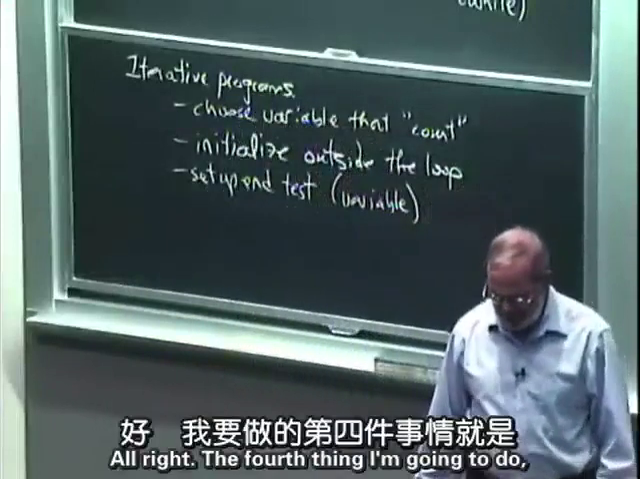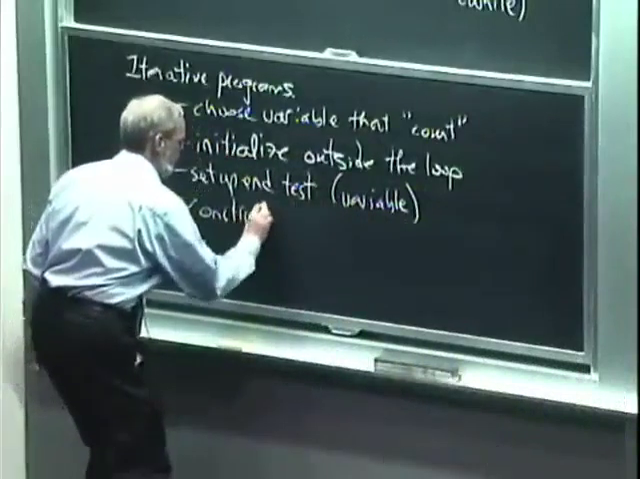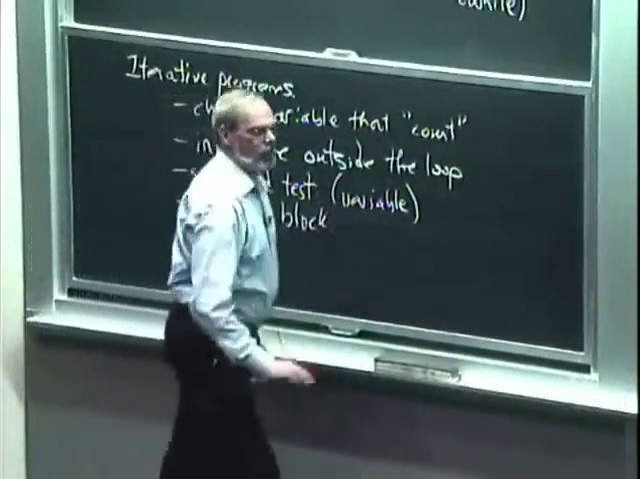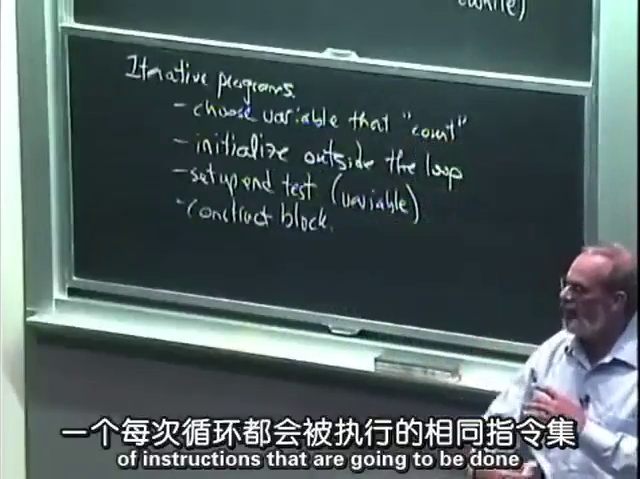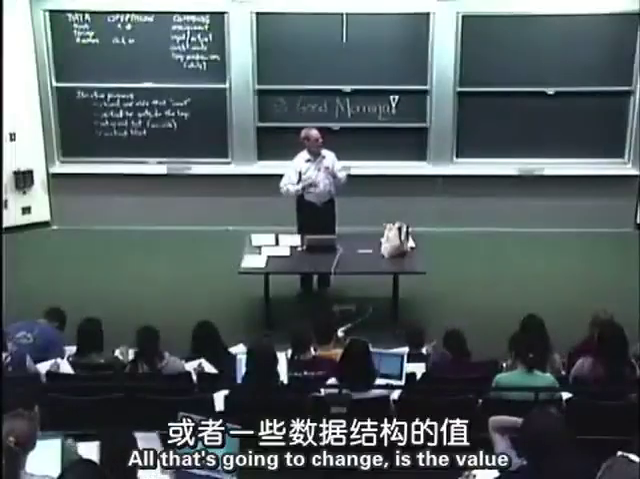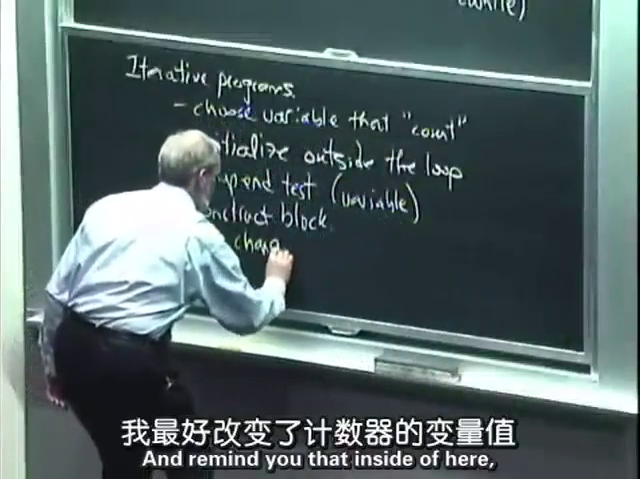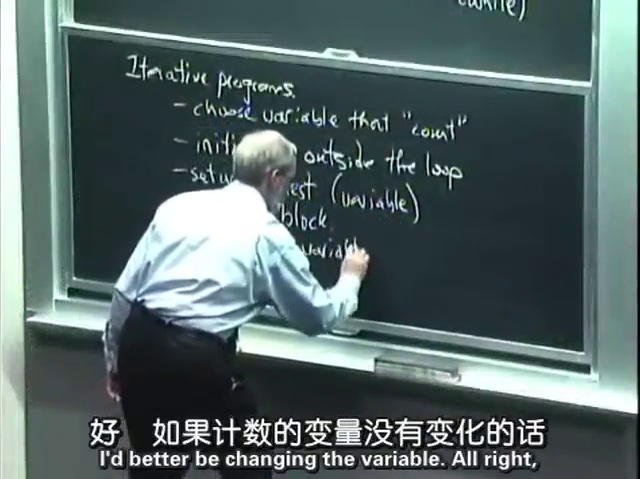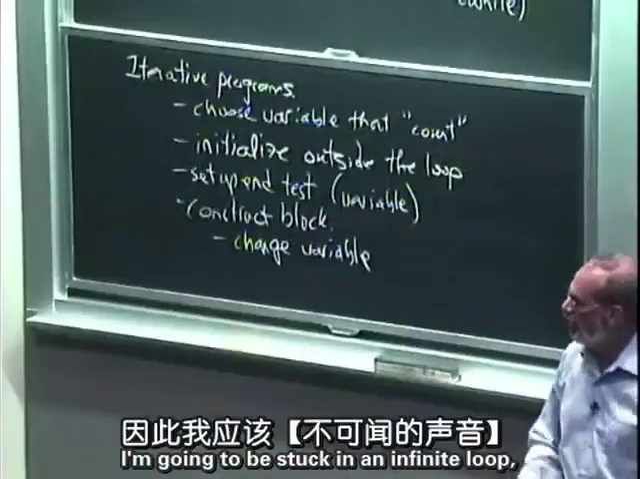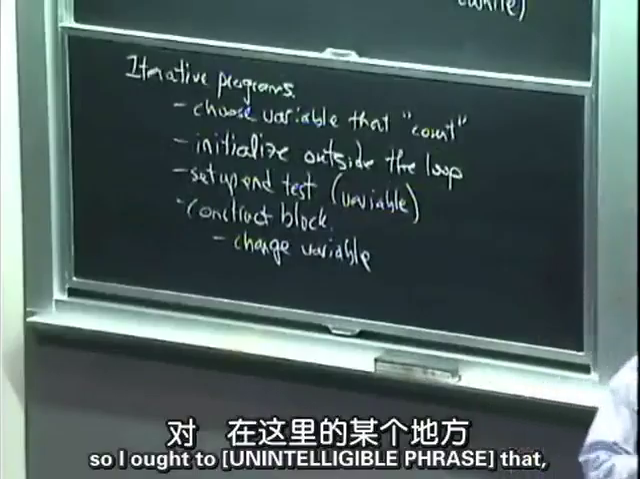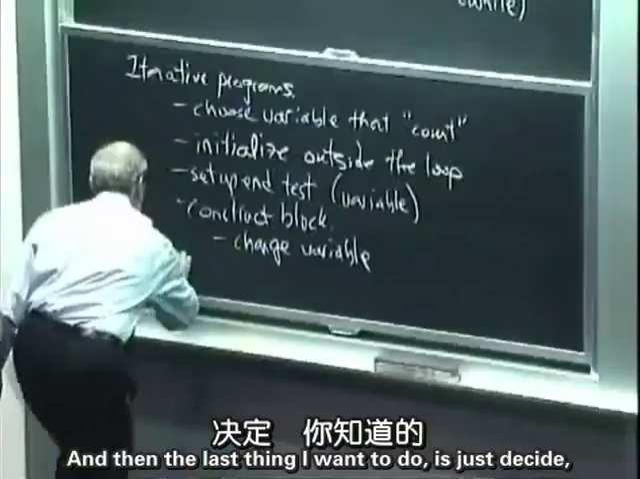All right, the fourth thing I'm going to do is I'm going to then construct the block of code. And I want to remind you, that block of code is a set of instructions, the same set of instructions that are going to be done each time through the loop. All that's going to change is the value of the variable or the value of some data structures. And remind you that inside of here, I better be changing the variable. Right? If that variable that's counting is not changing, I'm going to be stuck in an infinite loop. So I ought to expect somewhere in there a change of that variable. All right, and then the last thing I want to do is just decide, what do I do when I'm done?